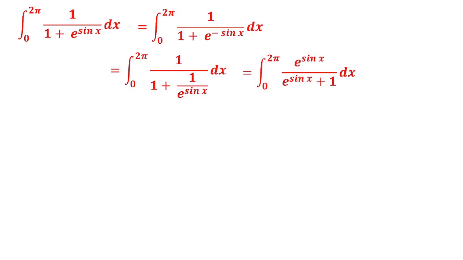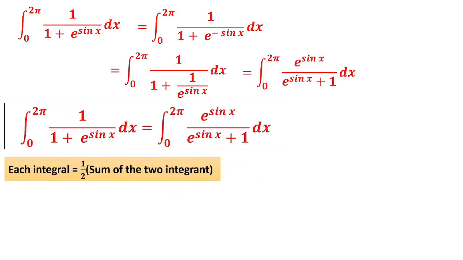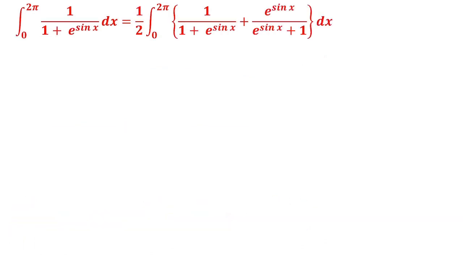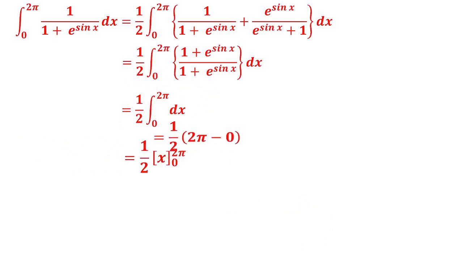Now you see that after I have applied the property, the denominators are the same. Now you know the formula: each integral is half into the sum of the two integrands, or 2 into each integral is equal to the sum of the two integrands. Both are the same. Now I am substituting it. When I simplify it, numerator and denominator get cancelled. The final answer is 2 pi upon 2. The answer is pi.